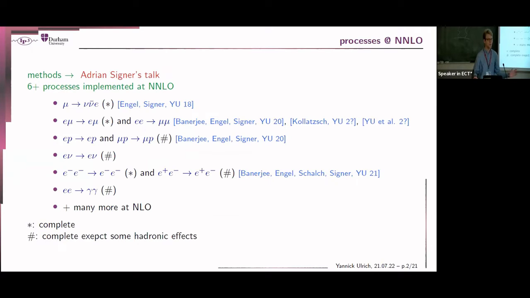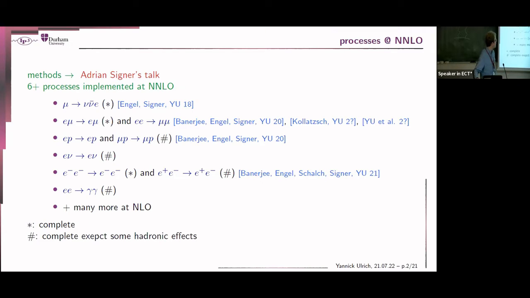And before I start talking about results, let me talk about what we have. We have 6+ processes at NNLO. These 6 processes are muon decay, for which Adrian showed some plots, e-p scattering, and e+e- to mu+mu-. The former we already have for quite a while, at least parts of it. The other one is currently in process. I'm doing that with a student of mine.